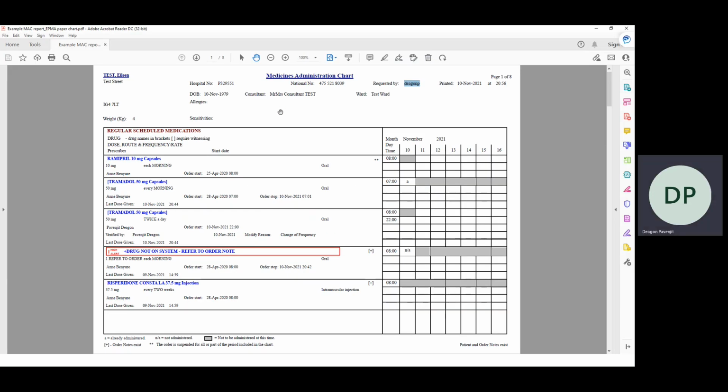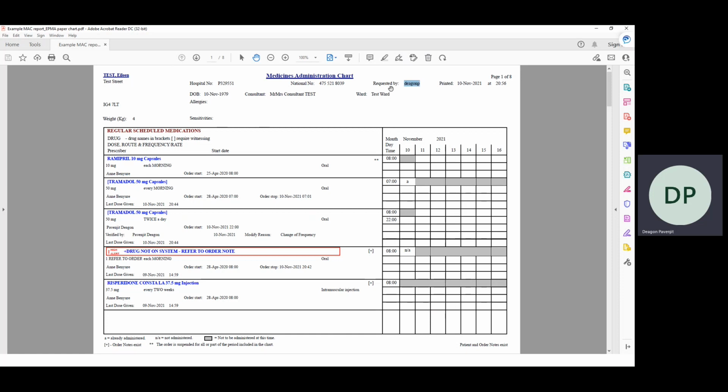Presented on the screen now is an example MAC report. The top of the MAC report is where the patient banner is presented, and hence the patient demographic details. So for example, the patient name, their address, the hospital number, which is the RIO number, national number, the NHS number, patient's date of birth, and the consultant and ward to which they are currently admitted. There is also an allergies and sensitivities section. Where this section is blank, it means there are currently no recorded allergies or sensitivities for the patient. Alternatively, if there is anything recorded, this will be presented here.